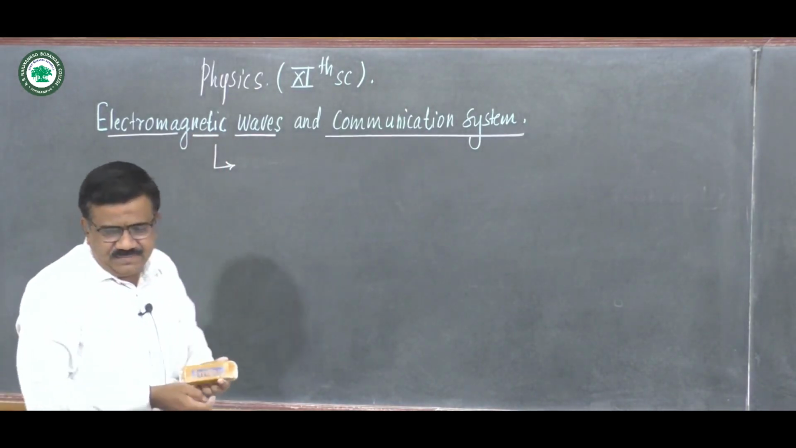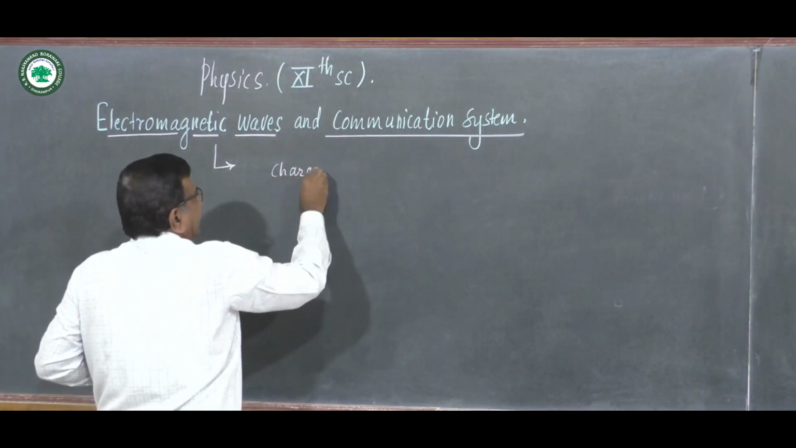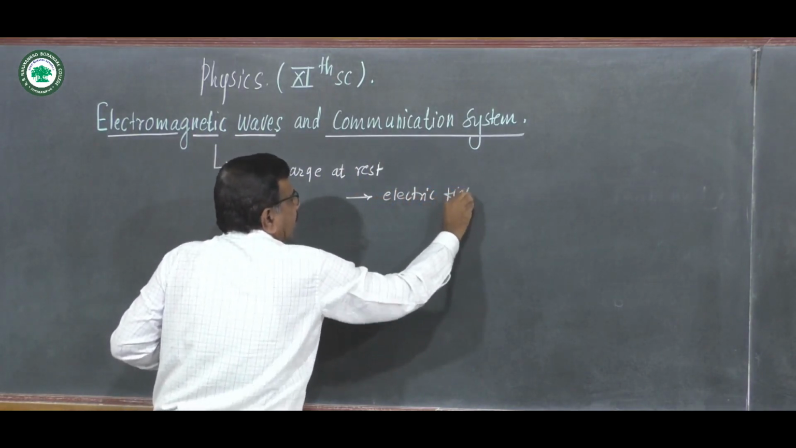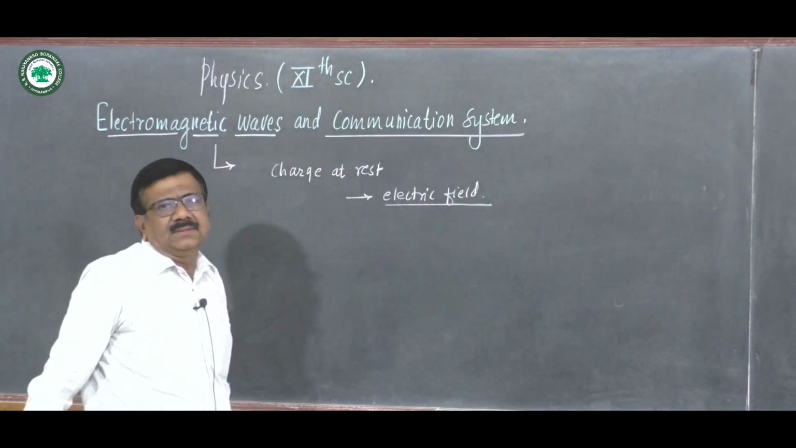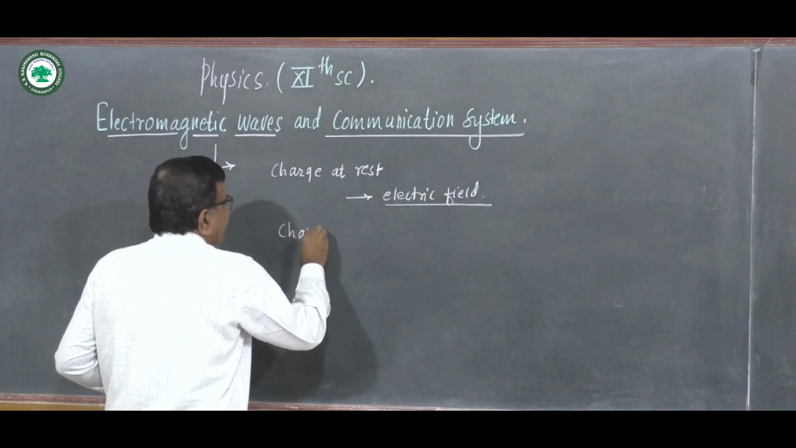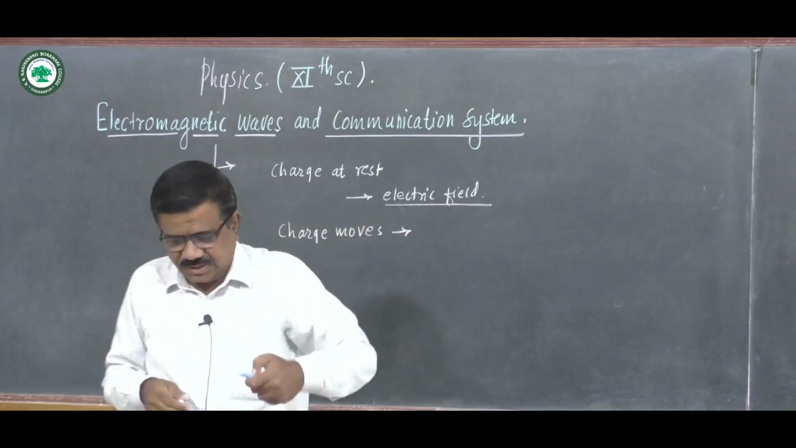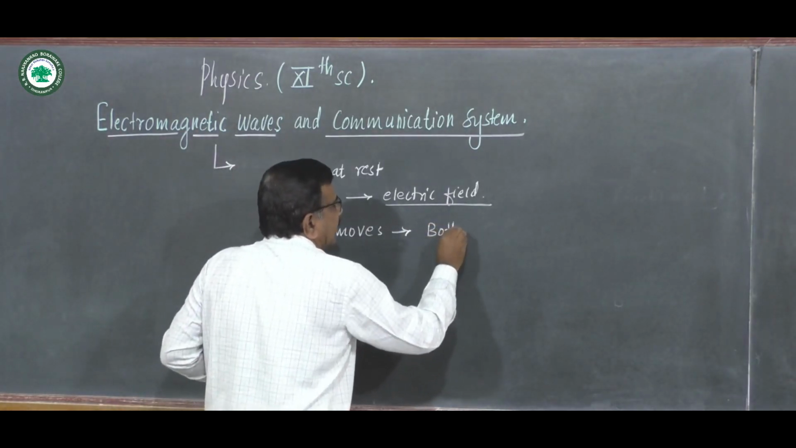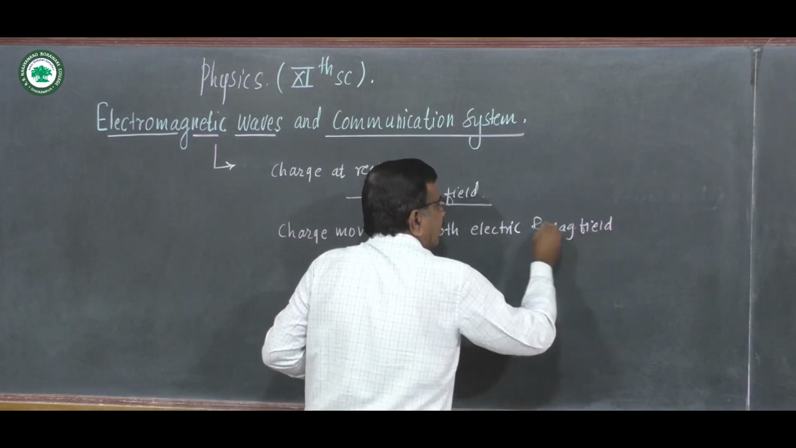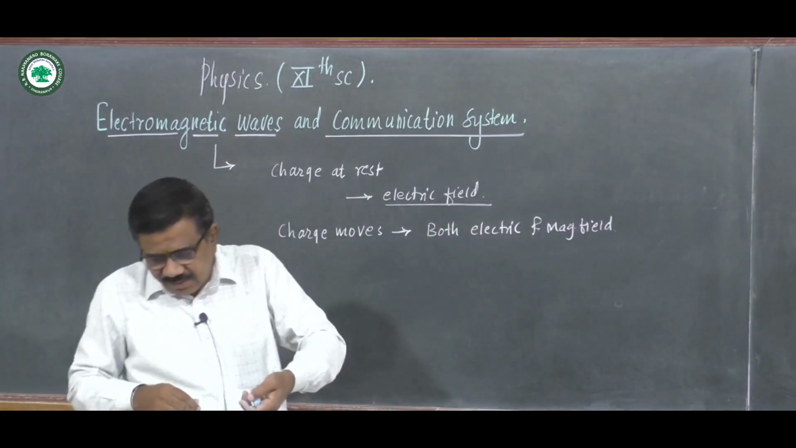We know electric charge at rest produces an electric field, but it does not produce a magnetic field. Charge at rest produces the electric field but not the magnetic field. When charge moves, we call it a current. When charge is at rest, it produces only electric field, but when charge moves, it produces both electric and magnetic fields.